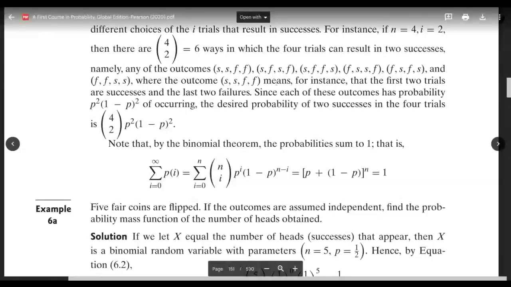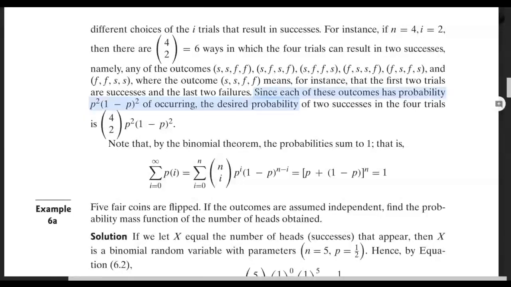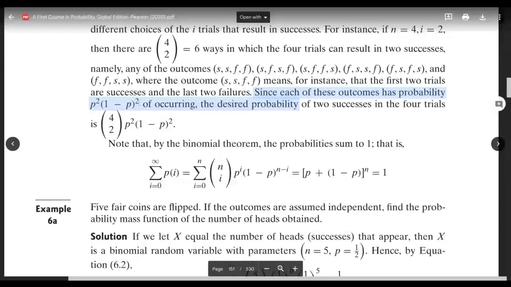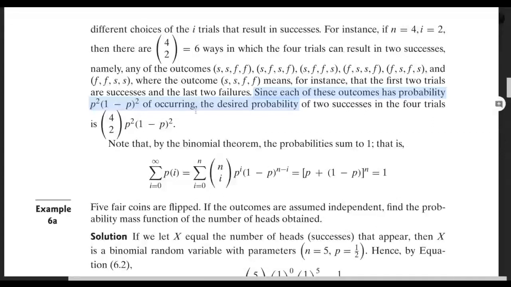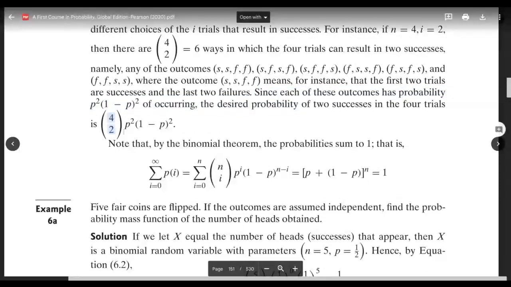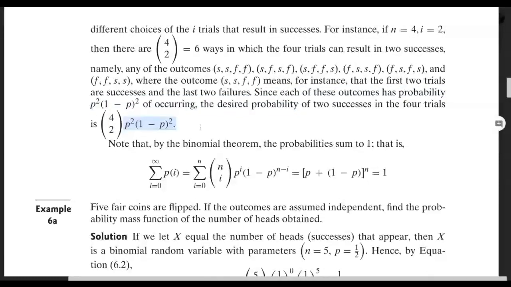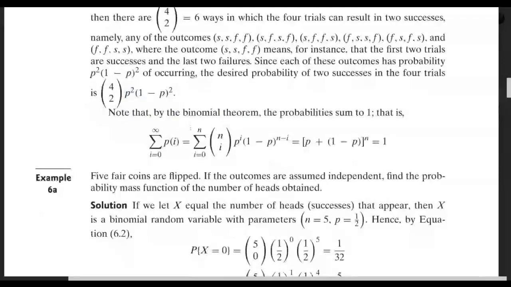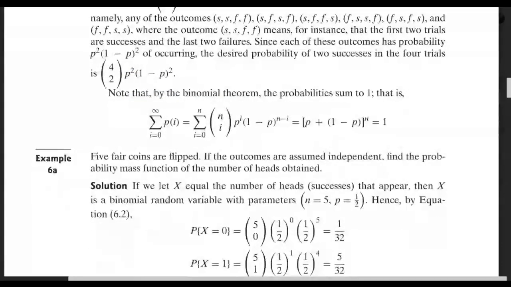Where the outcomes mean, each of these outcomes has probability p squared times (1 minus p) squared of occurring. The desired probability of 2 successes in the 4 trials is 4 choose 2, p raised to 2, times (1 minus p) raised to 2. So by the binomial theorem, the probabilities sum to 1. That is, let's say this: the sum over all those n trials, the probability of those n trials, n choose i successes.